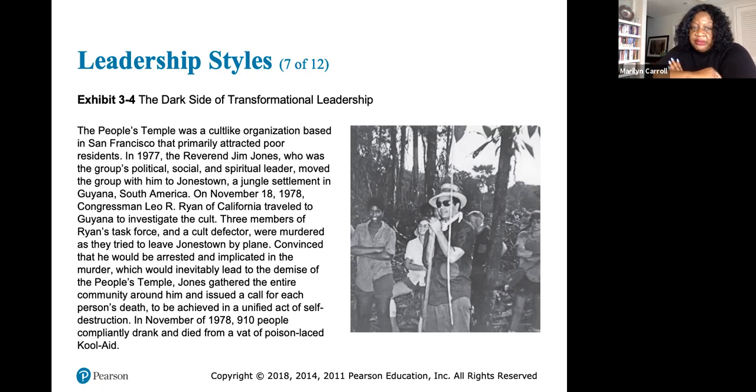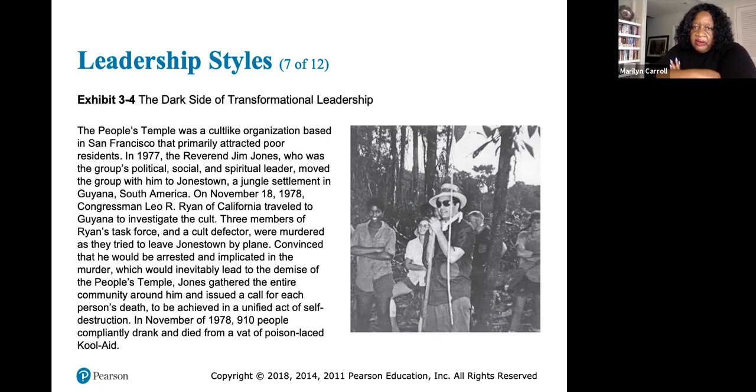But the dark side of transformational leaders is the People's Temple, a cult-like organization based in San Francisco that primarily attracted poor residents. In 1977, the Reverend Jim Jones, who was the group's political, social, and spiritual leader, moved the group with him to Jonestown, a jungle settlement in Guyana, South America, excuse me, in November 1978. And if any of you remember this, it was something, a whole process. He was a transformational leader.